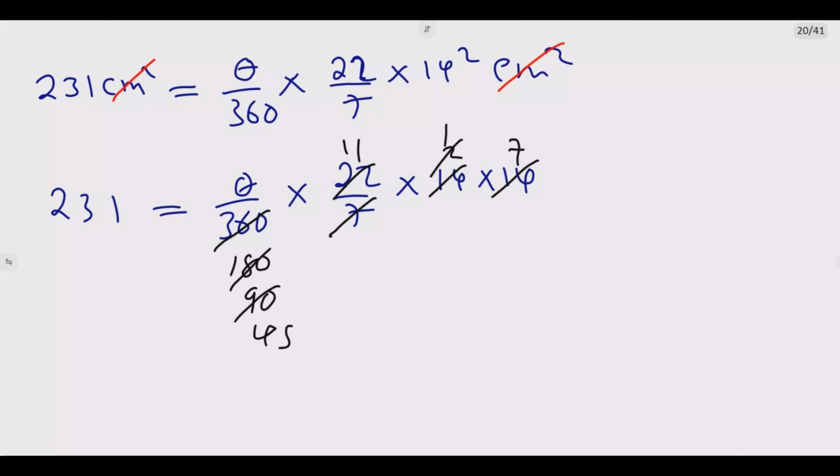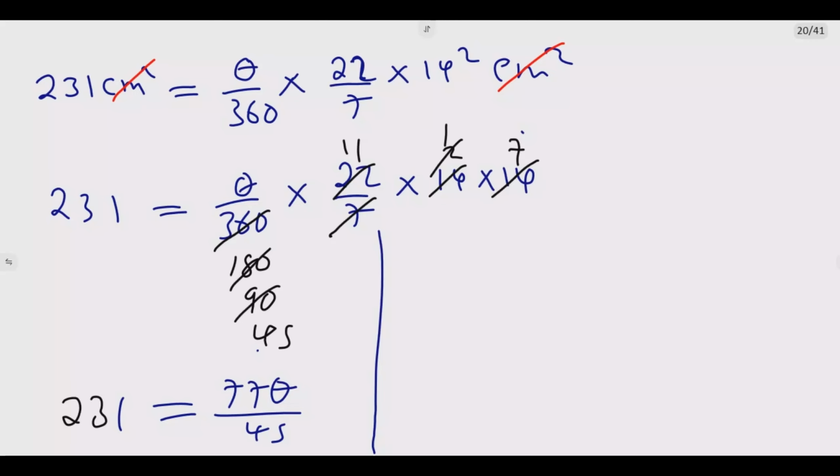So you need to reduce these numbers as much as possible because you are dealing with multiplication without using a calculator. So we have 231 equals 11 times 7 is 77. So I'm going to have 77 theta over this 45. Then at this point, I can cross multiply. So I'm going to have 231 times 45 equals 77 theta. So this is over 1. I've just cross multiplied: 45 times 231, then 1 times 77 theta.